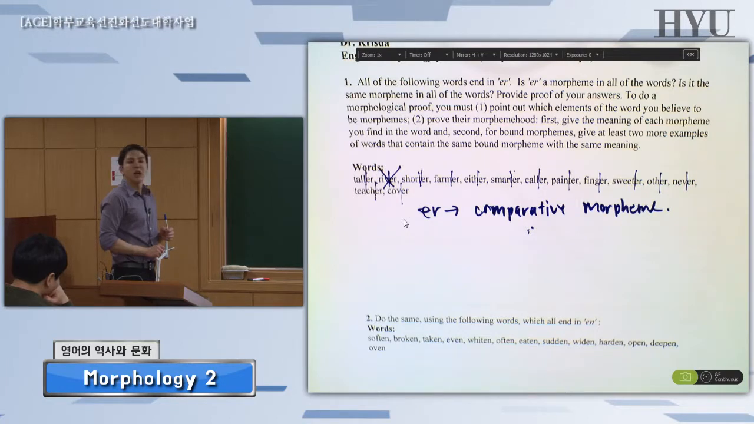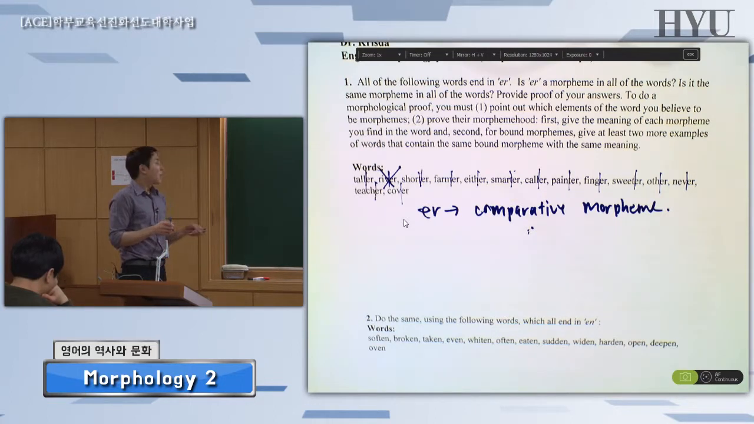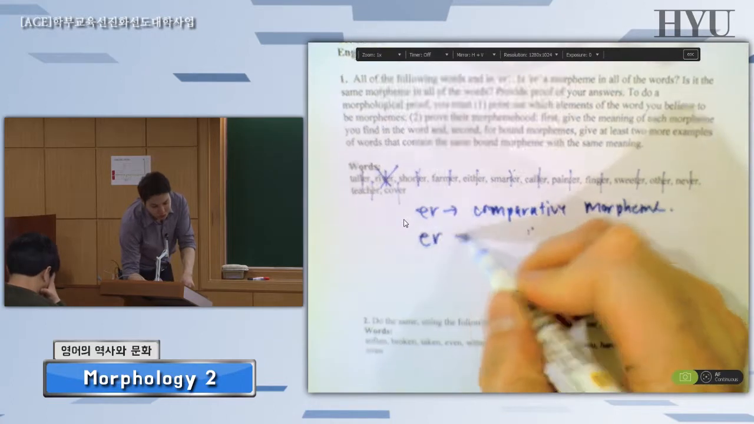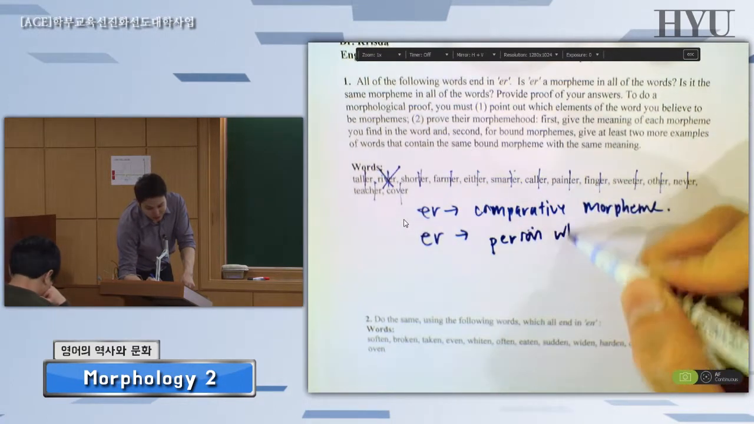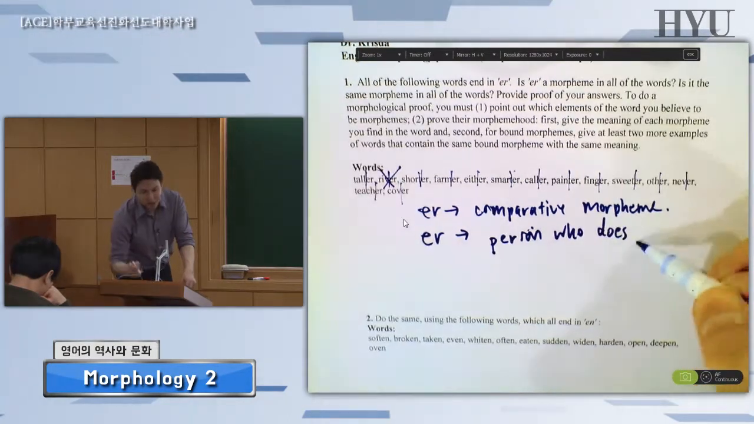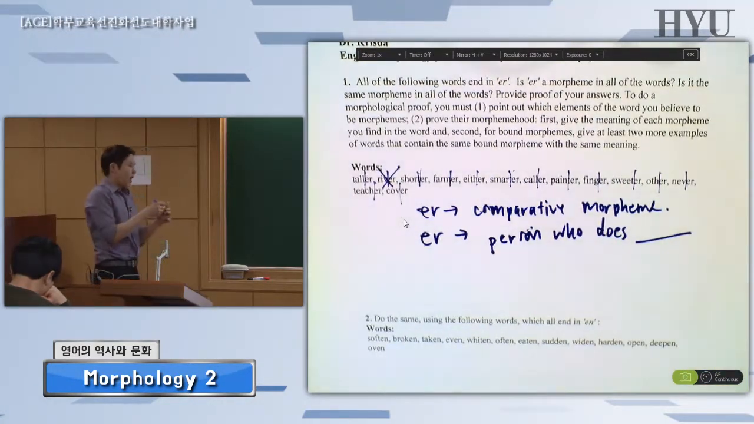Number 4, farmer. We have farm plus -er. So in this case, it's a morpheme. But the meaning of -er in farmer is different, right? Farmer here has a noun morpheme meaning a person who does something. Like teacher, a person who teaches. A farmer, a person who does farming, like that.